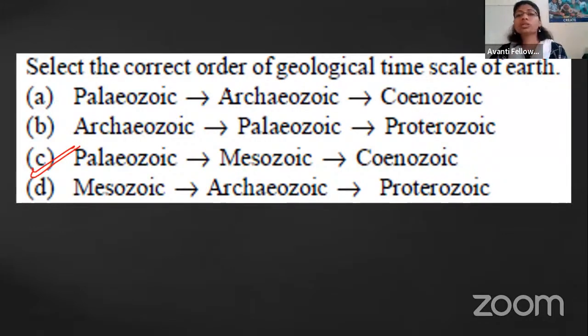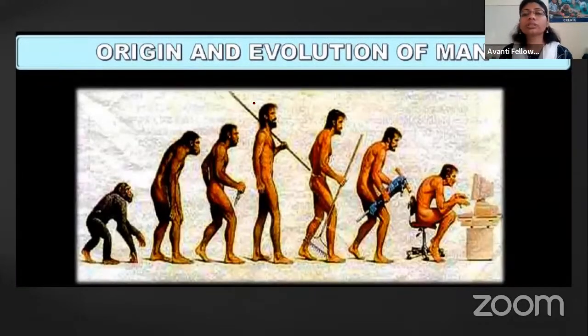So today we are going to do only this much. In the next class, we are going to discuss the evolution of man, and along with that, we are also going to start a new chapter. Is it clear to everyone?